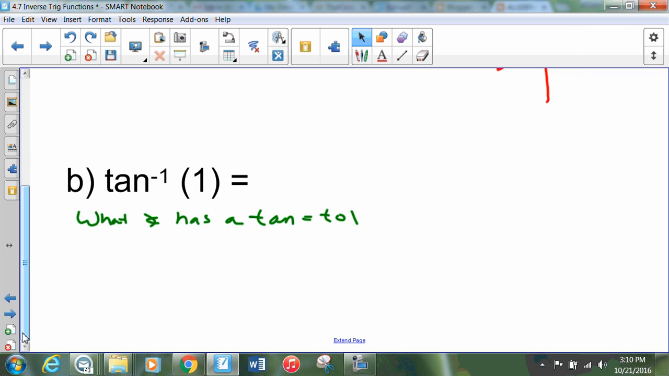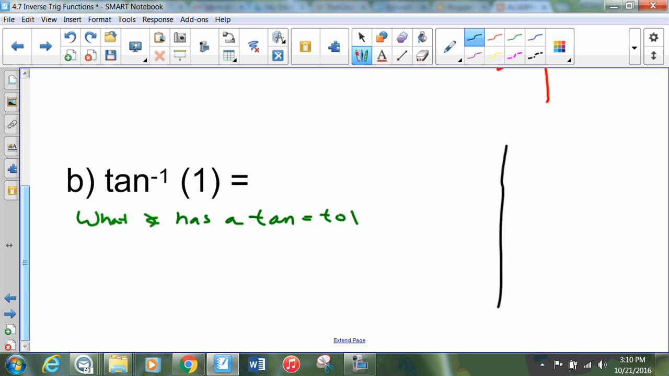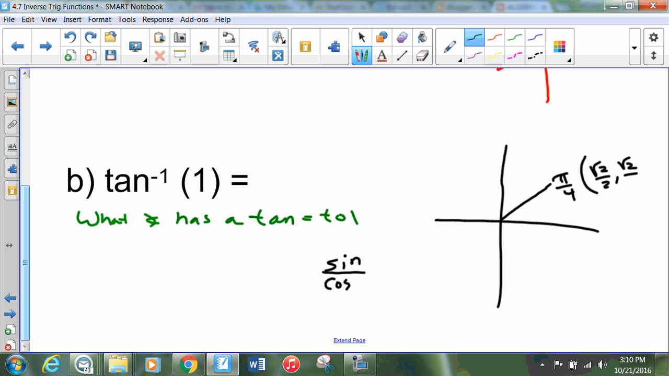So I think about the unit circle, as always, and I remind myself that tan is the same thing as sine over cosine. The only time that sine over cosine in the unit circle is going to equal 1 is at pi over 4. Because at pi over 4, our coordinate points are root 2 over 2, root 2 over 2. Sine and cosine are nothing without their angles, right? Sine of pi over 4 is root 2 over 2. Cosine of pi over 4 is root 2 over 2. And root 2 over 2 over itself is equal to 1.